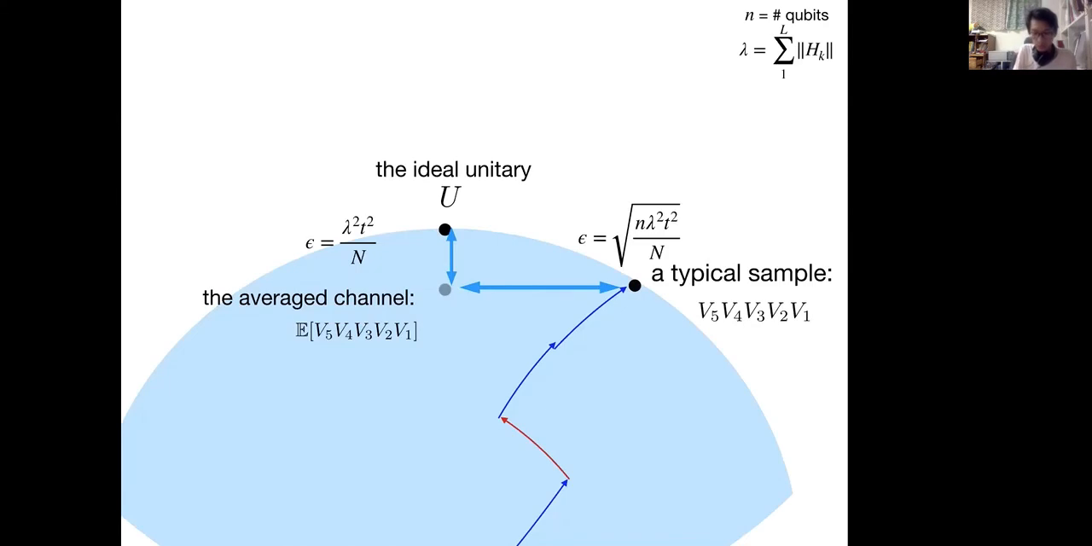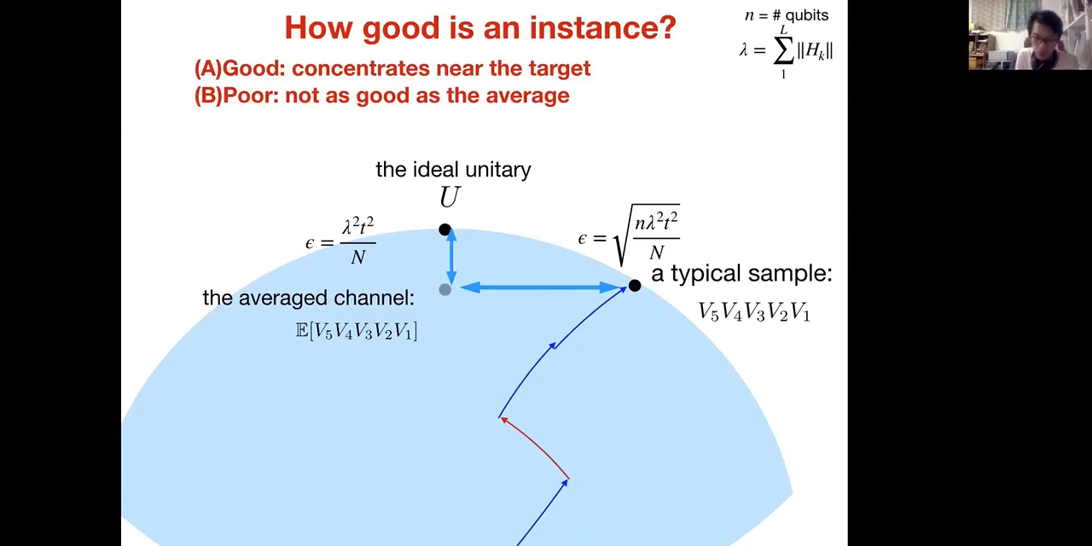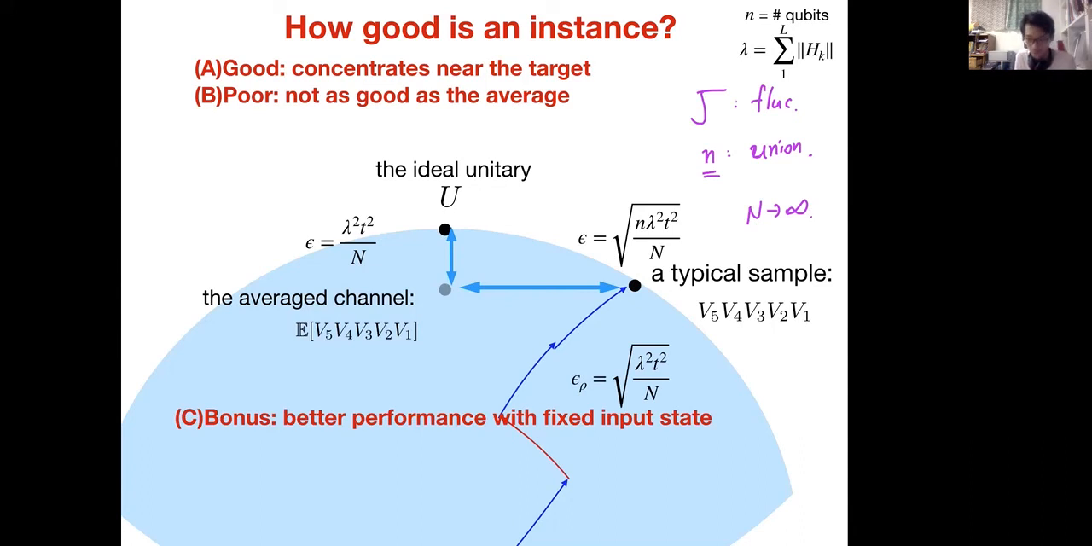All right, let's wrap it up. Today we see that these typical samples are already doing well, they concentrate near a target if you just take n to be large. However, they're still not as good as the average. It's off by a square root, which is coming from fluctuations. It's also worse by a factor of n, which is due to union bound. Interestingly, this factor of n disappears if you only consider a fixed input state. So this is the picture.